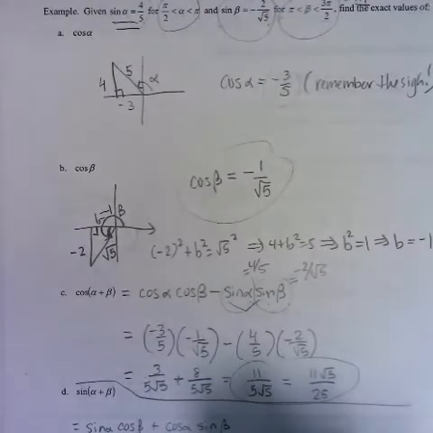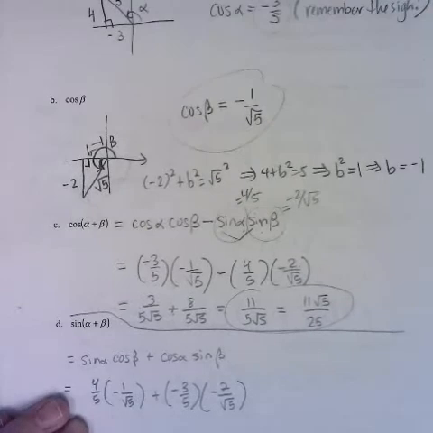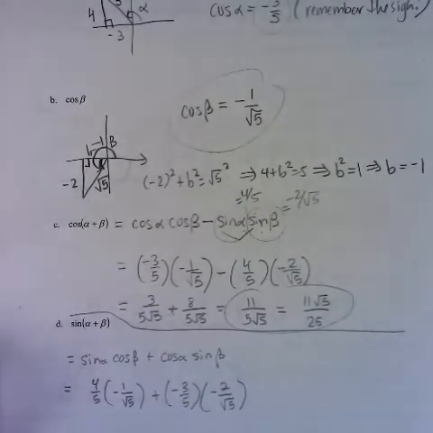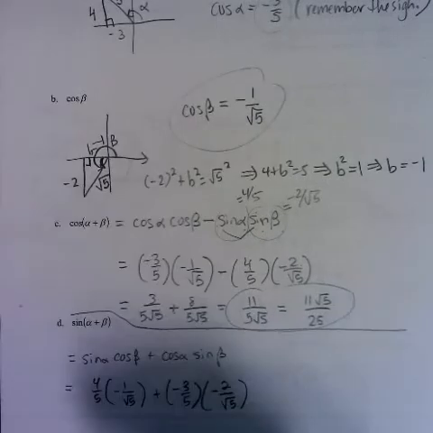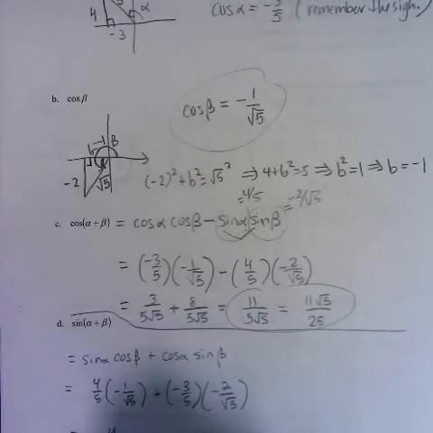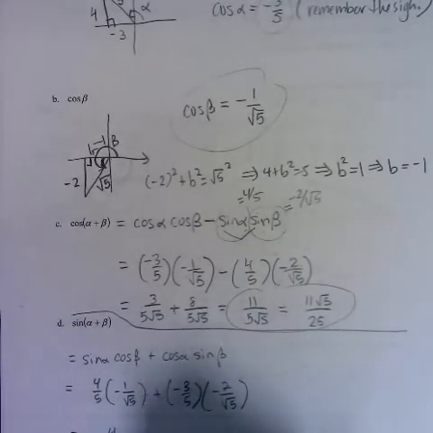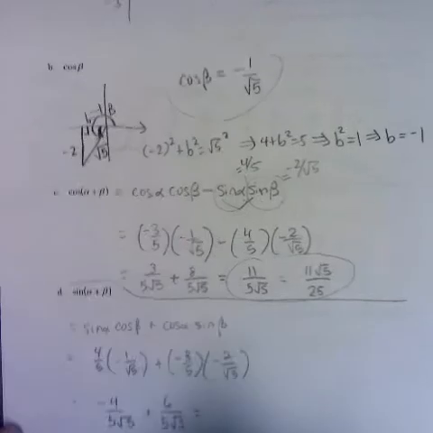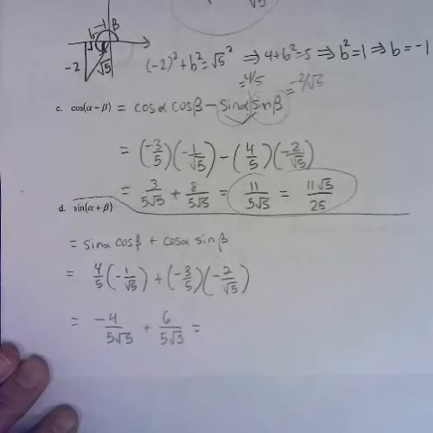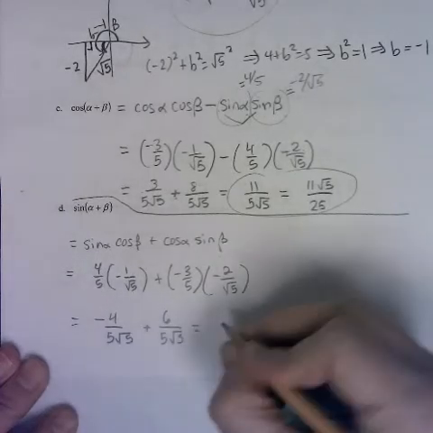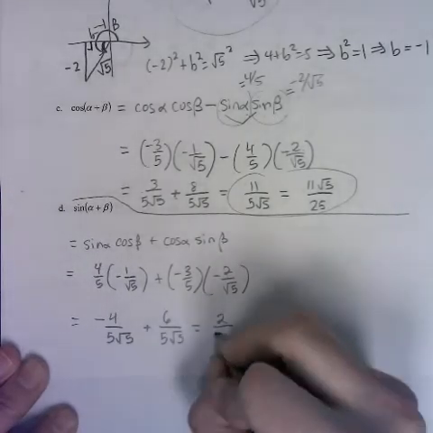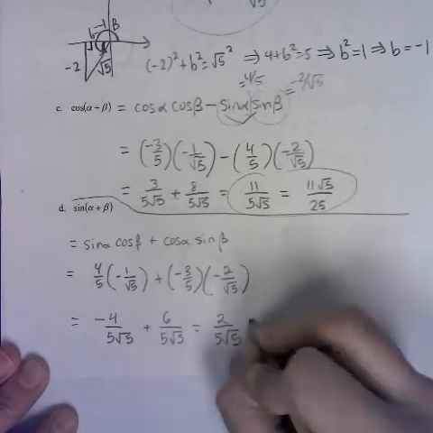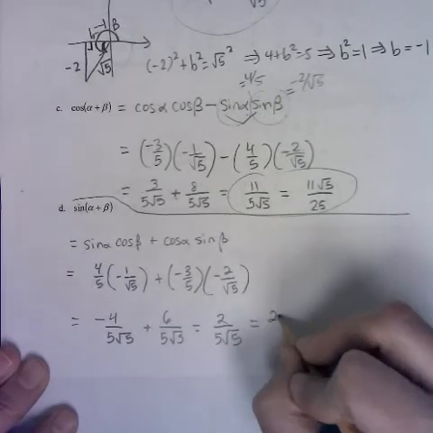So this is very similar to part C, just using the other formula, of course. And we get -4 over 5 radical 5 plus 6 over 5 radical 5. And this adds up to 2 over 5 radical 5. Again, you can leave it or you can rationalize it, 2 radical 5 over 25. Both of those are fine.